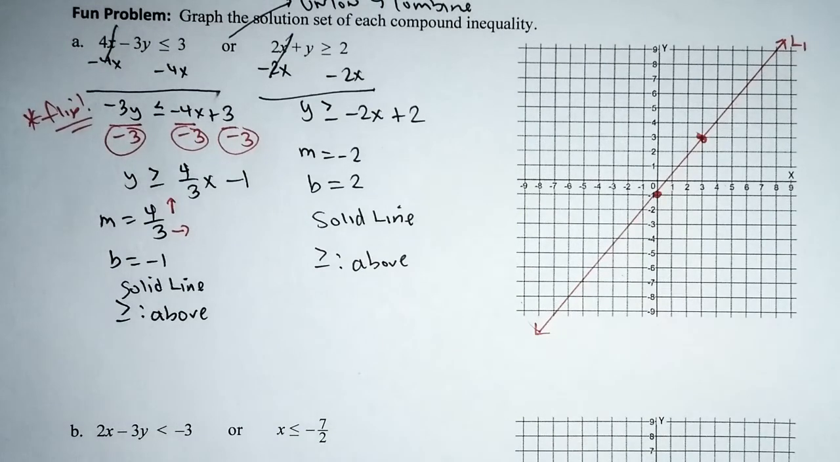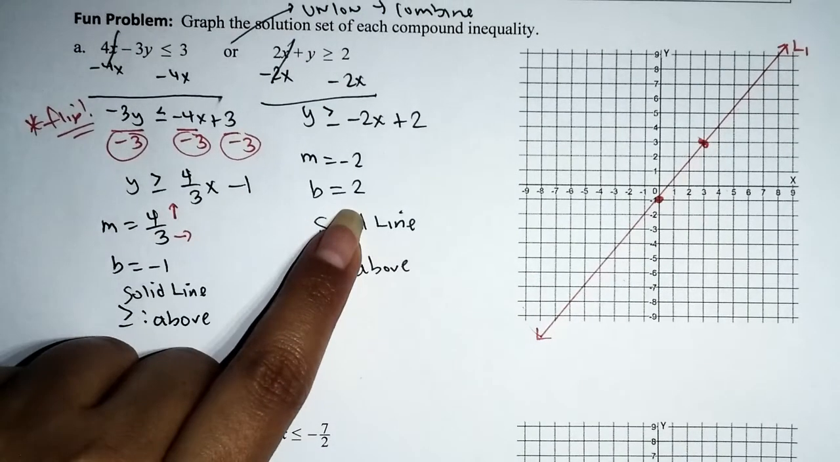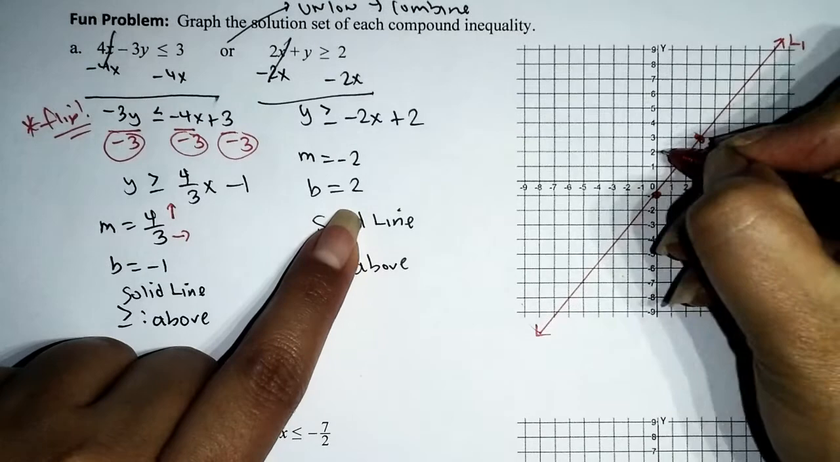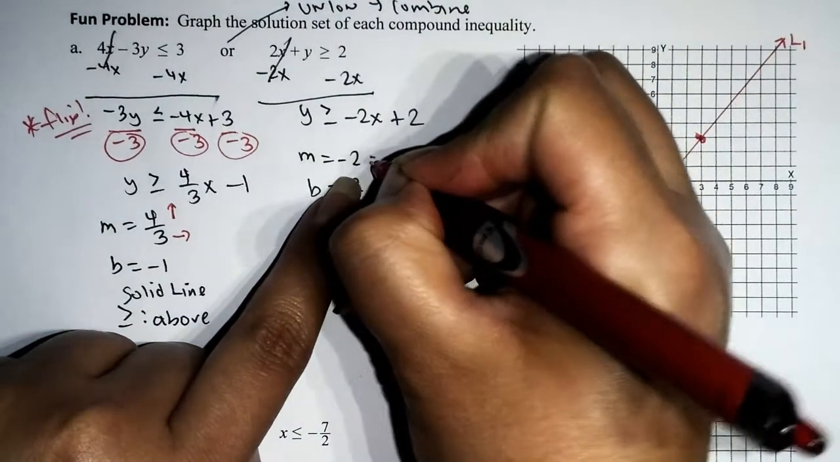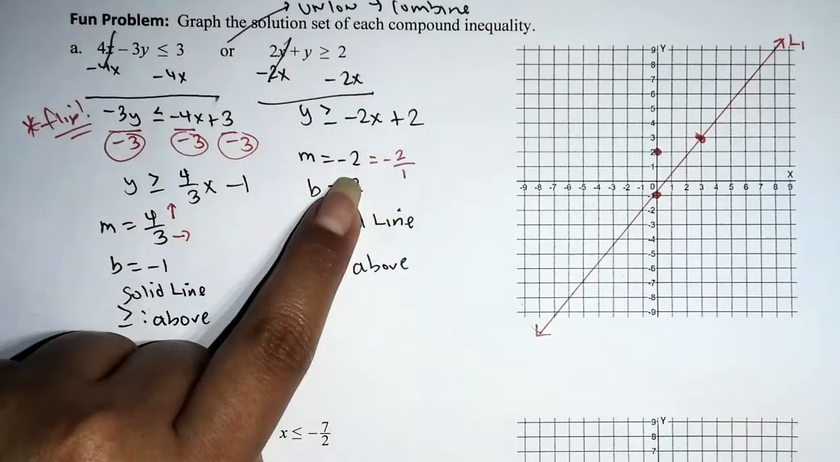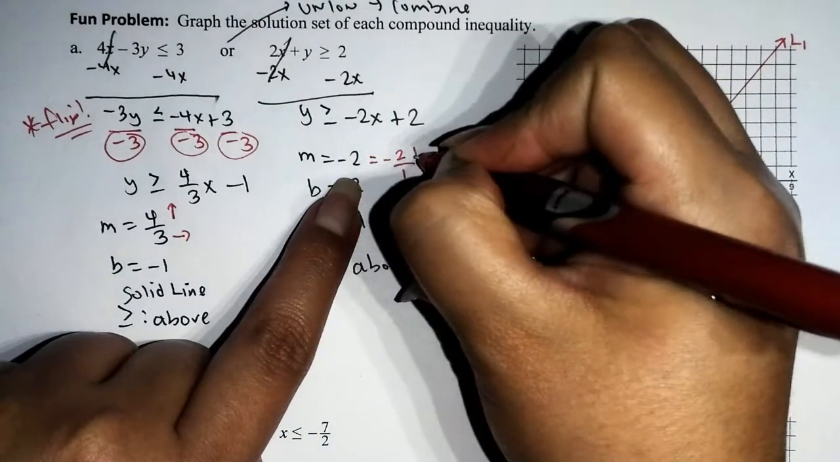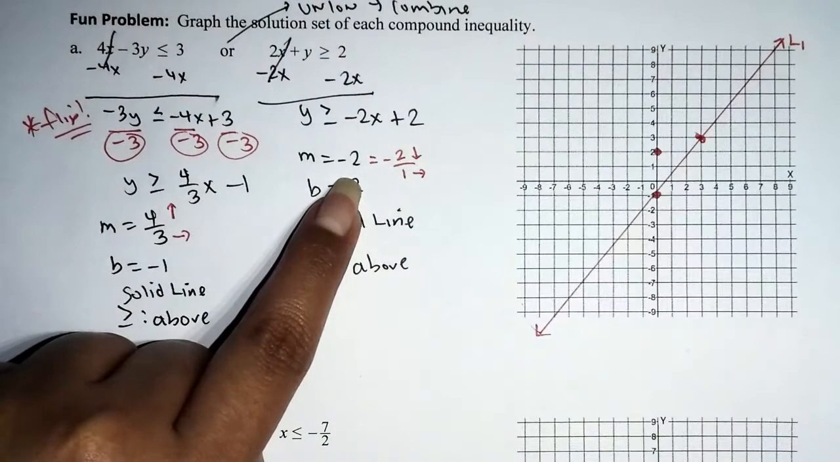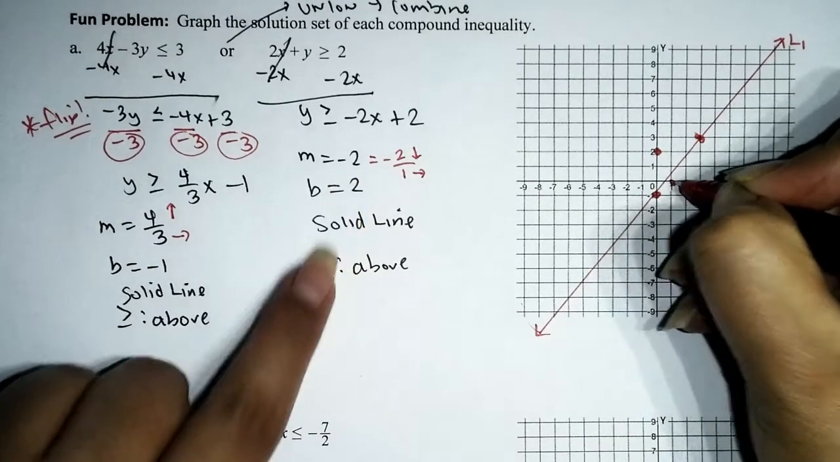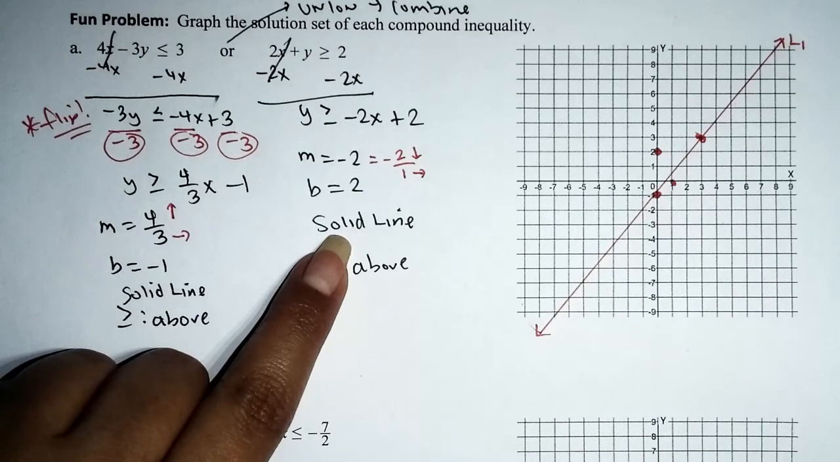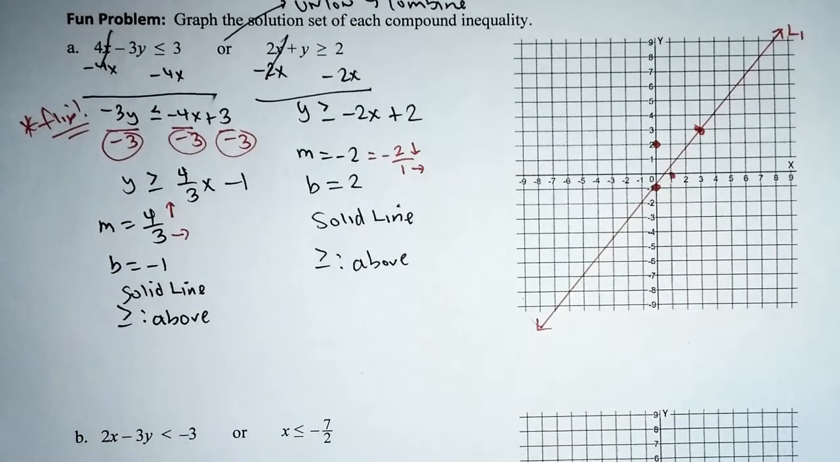Okay, second boundary line, y-intercept is at positive 2, so let's locate 2 on the y-axis. The slope is negative 2. If you choose to write it as a fraction, then we can see that the rise is negative 2 and the run is positive 1. So we go down 2, 1 to the right, down 2, 1 to the right, and we had said that the line is also solid.